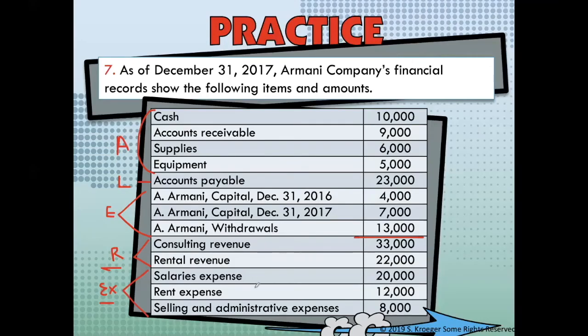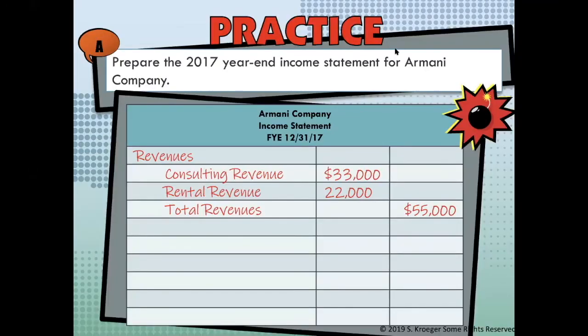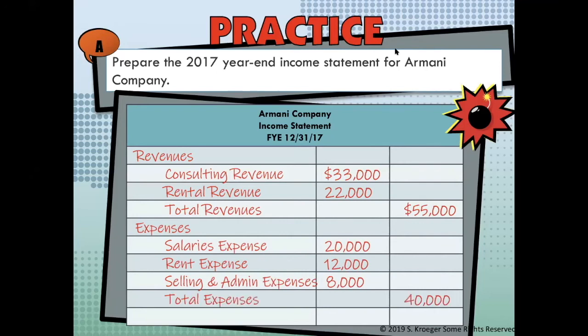The expenses would be these three accounts here at the bottom: salaries expense, rent expense, selling and administrative expenses. We're going to list all of these three next. We'll put the category heading of expenses in and then list the three with their totals on the left side. Salaries expense of $20,000, rent expense of $12,000, selling and administrative expenses of $8,000. Total up your expenses to get a total of $40,000. All of these expenses here equals the $40,000.